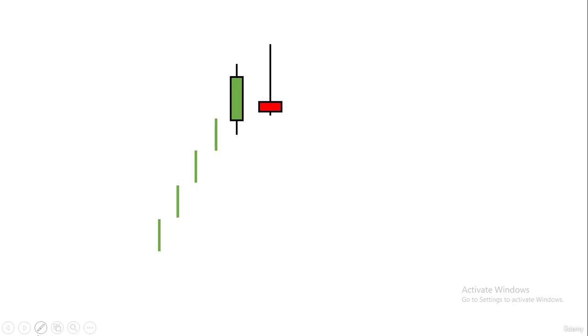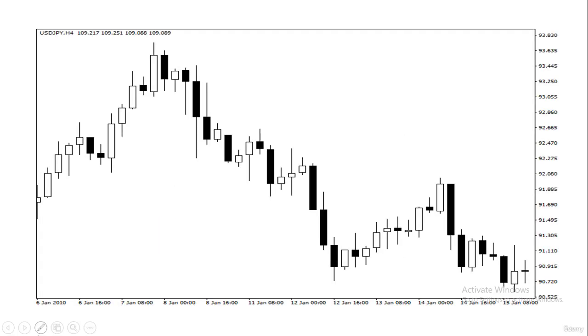You will find this pattern at the top of the market price. At this moment, you can trigger a short trade, set the stop loss and target profit, and get some sweet profit. Let's see the real chart example.